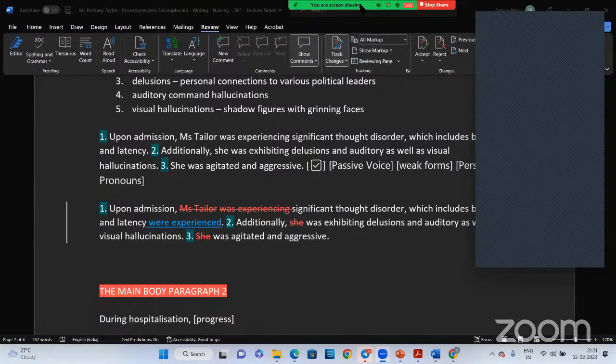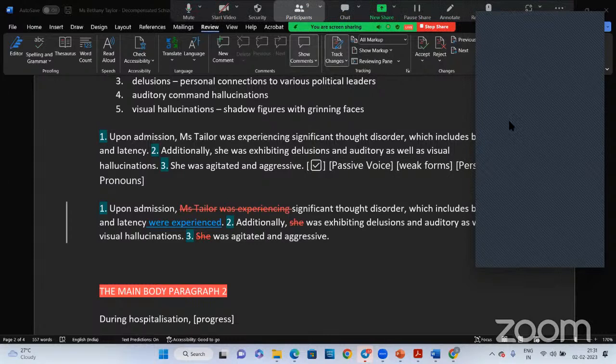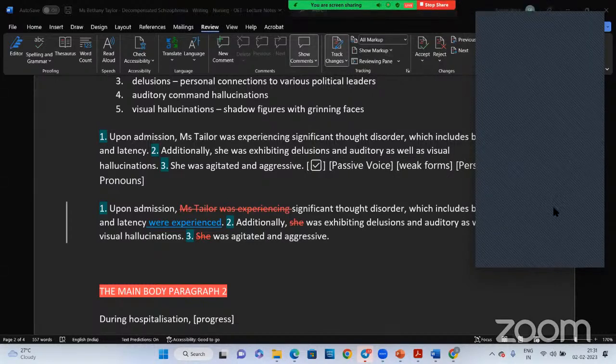Can you unmute? If you cannot unmute, it's okay. No problem. I think you are on the computer.